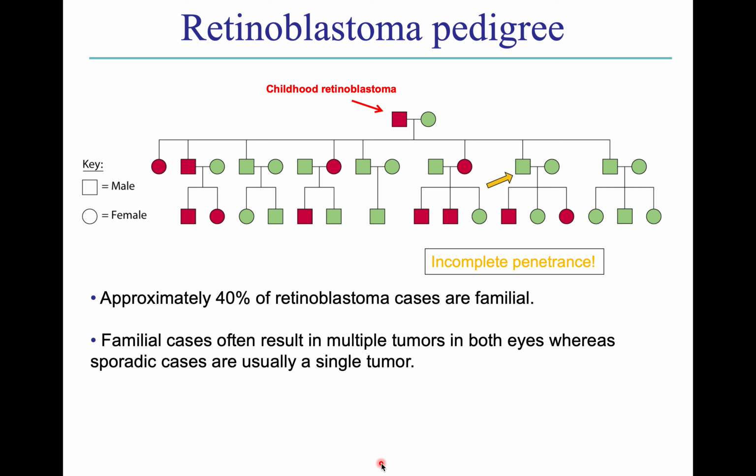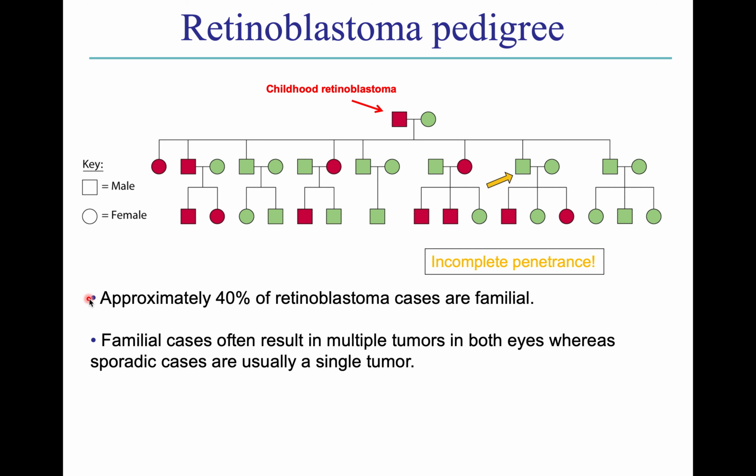Now here's a pedigree, basically a family tree, right, of a family where childhood retinoblastoma is a problem. So if you're not familiar with these pedigrees, everybody marked with red had childhood retinoblastoma. And it's estimated about 40% of retinoblastoma cases are familial, and typically you can distinguish between familial and non-familial because in the familial cases you'll get tumors in both eyes, whereas if it's sporadic, usually you're just going to get retinoblastoma in a single eye.